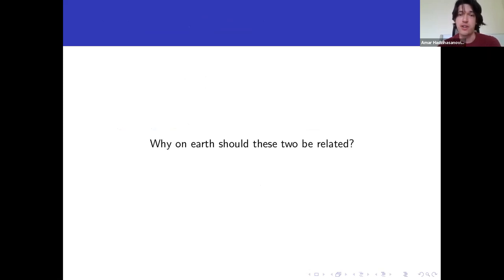So the question is, why on earth should these two be related? One belongs to universal algebra, the other belongs to classical topology and homotopy theory. So I'll spend some time giving you an idea of why this could plausibly be true.